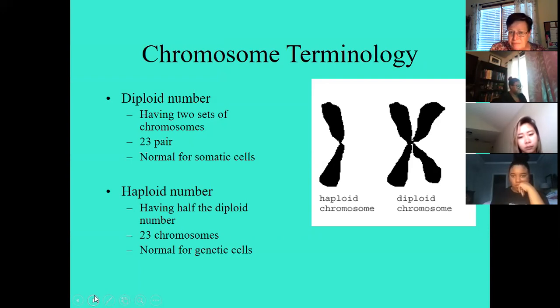The haploid number is basically half the diploid number. So instead of having 23 pairs, you only have 23 chromosomes. That is normal for genetic cells, because at conception, the 23 chromosomes from the father join with the 23 chromosomes from the mother to give you a full set of chromosomes. So when we talk about the diploid number, we're referring to the normal number of chromosomes for a somatic cell. And if we're talking about the haploid number, we're talking about the normal number of chromosomes for genetic cells.